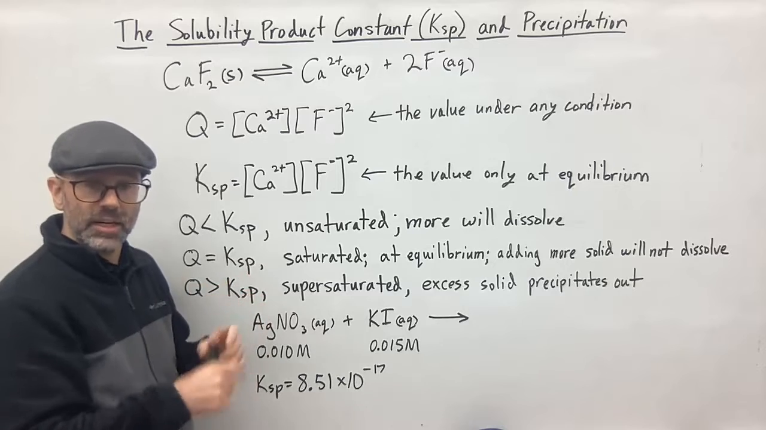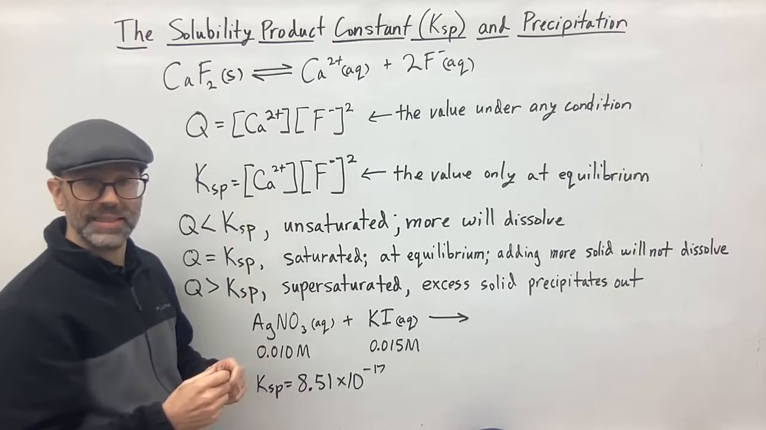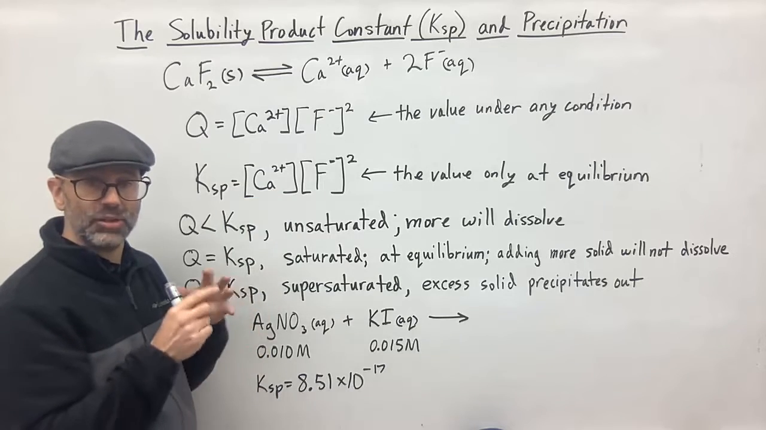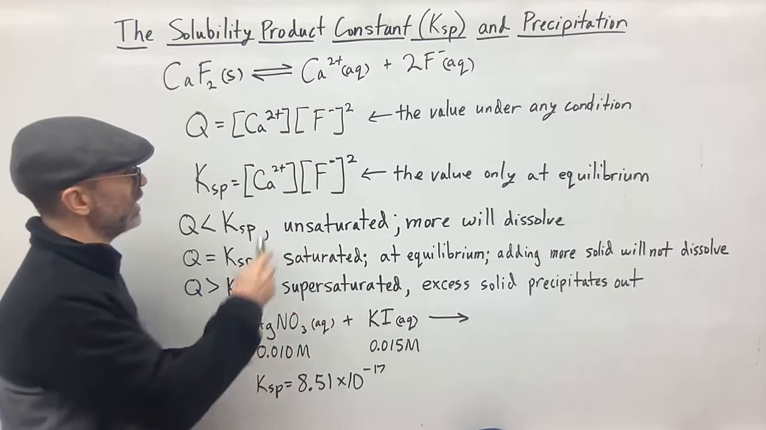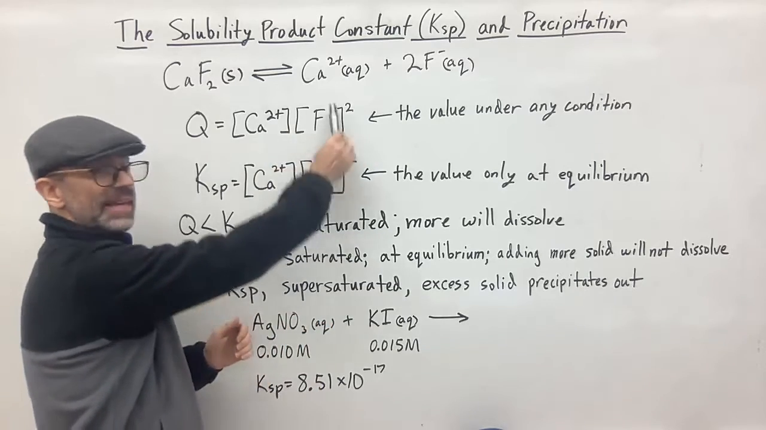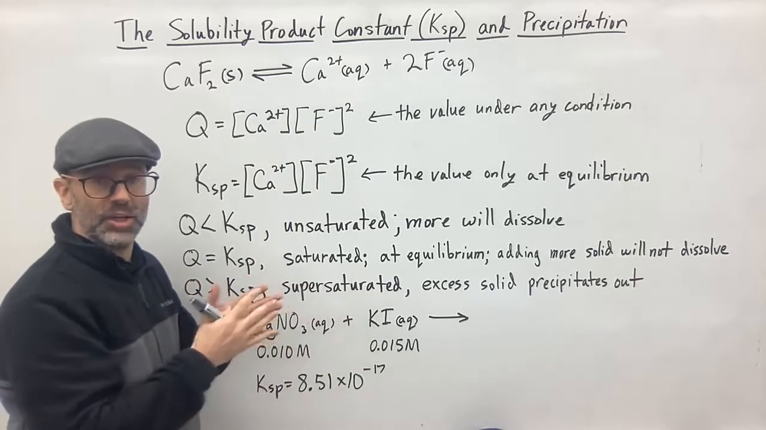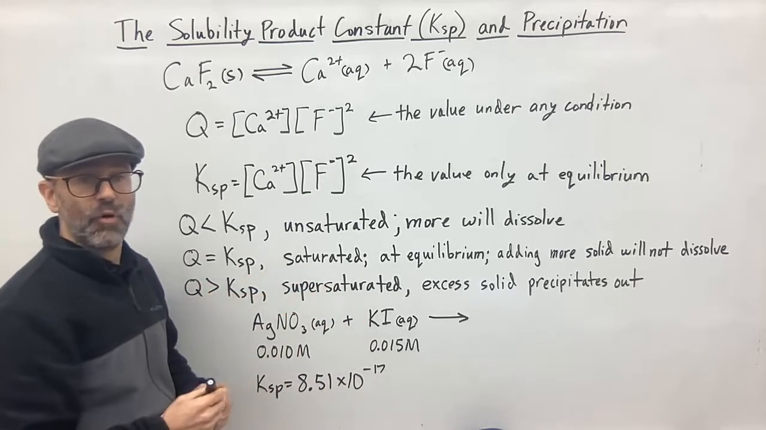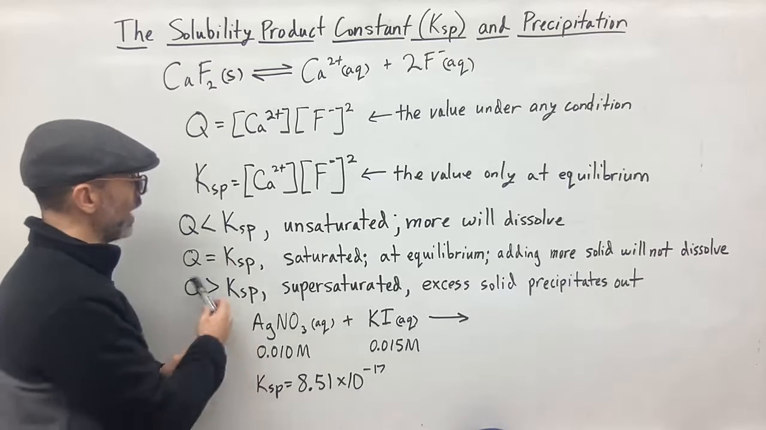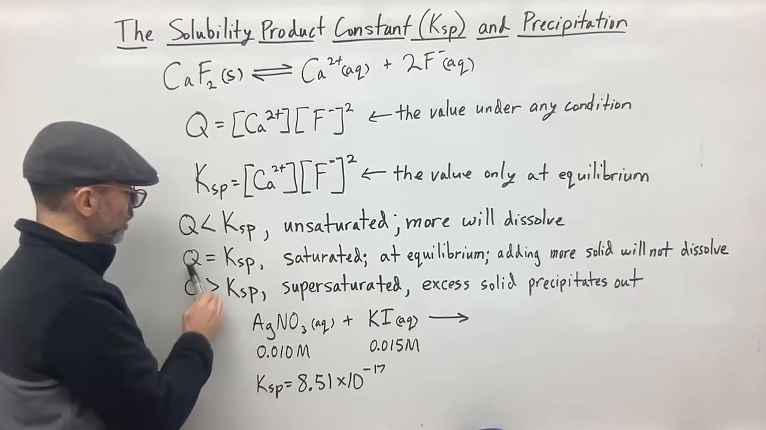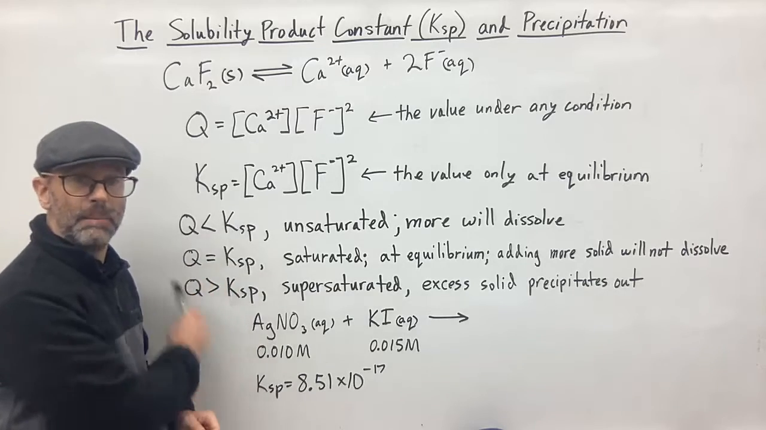So if you shake it, or if you add a seed crystal, if you drop a crystal inside there, that'll disrupt it and it'll start to form crystals where the excess ions that are in solution will then form a solid. It'll precipitate out and form a solid. Okay? So that's what the comparison of Q, your reaction quotient, and your KSP means.